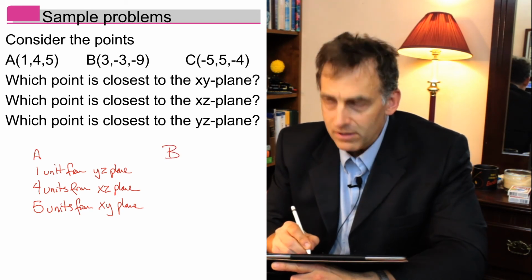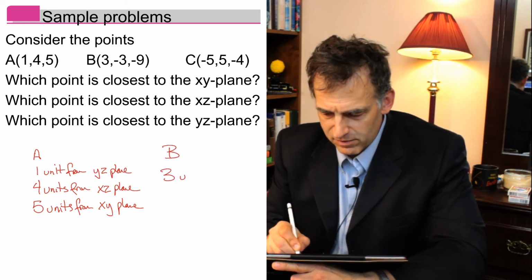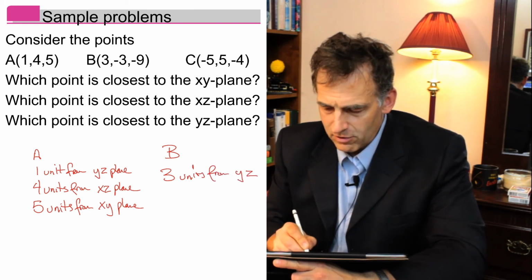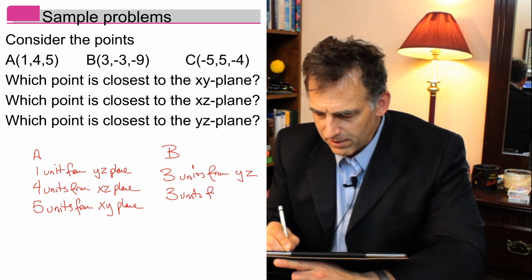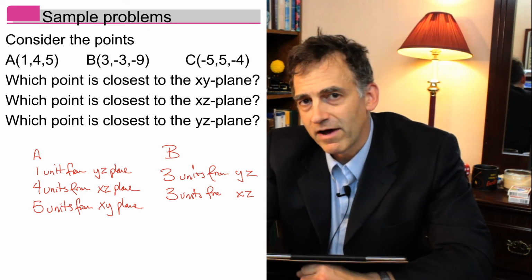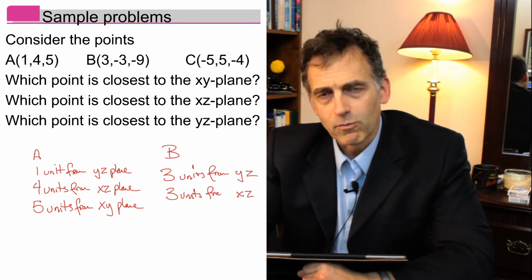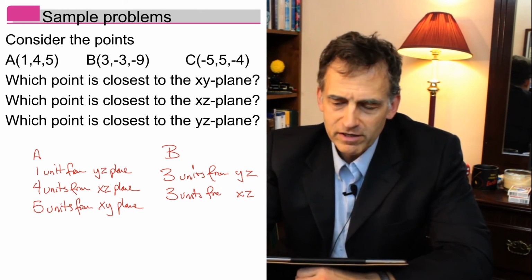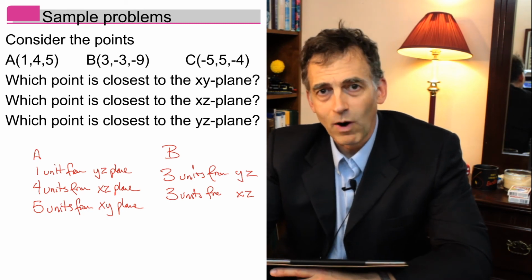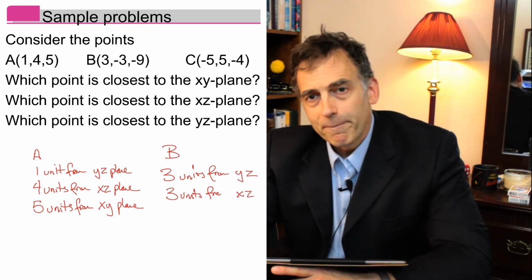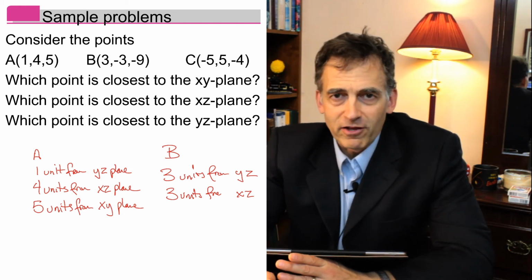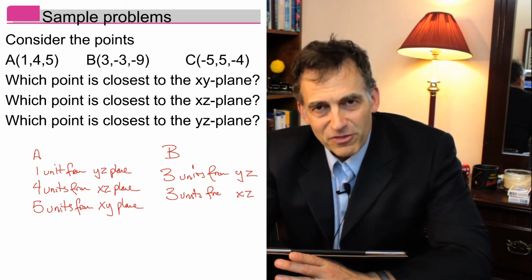For B, you are 3 units from the YZ plane. You're also 3 units from the XZ plane. Now, at first you might look at that and say, wait a minute, the Y value is -3. So wouldn't you be -3 units? Well, certainly in terms of direction, you're 3 units below or to the left or whatever of the YZ plane or the XZ plane. But in terms of absolute distances, it doesn't matter if you're on the left or right, you're still 3 units.